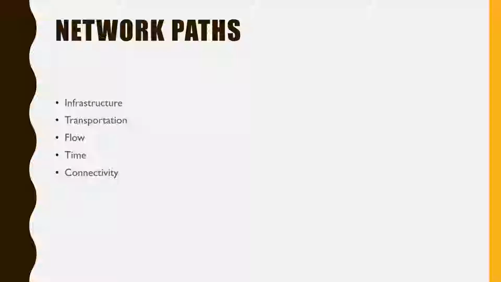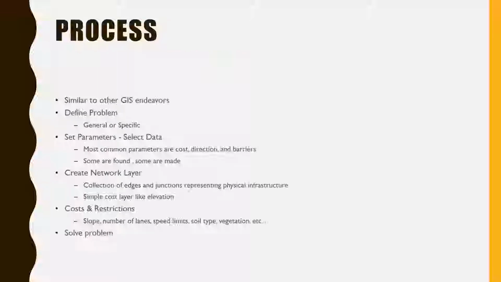So we'll talk a little bit about network paths. This is things that you use for infrastructure, transportation, and flow, understanding of time, and the connectivity between locations. So how does the process work? Similar to a lot of other GIS stuff.